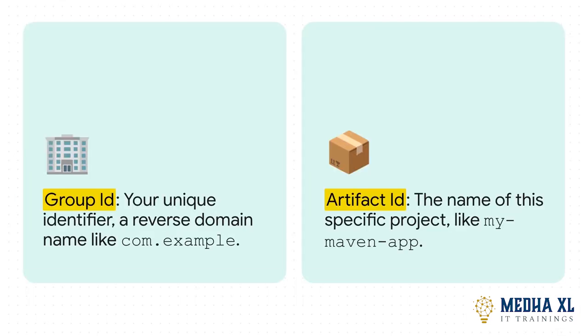So what are those two IDs all about? Well, think of it like an address. The group ID is like your company or your personal brand. It identifies who is making the project. People often use a reverse domain name, something like com.example. Then you have the artifact ID, which is just the name of this specific project, like my Maven app. Together, they create a unique address for your project in the vast world of Java.